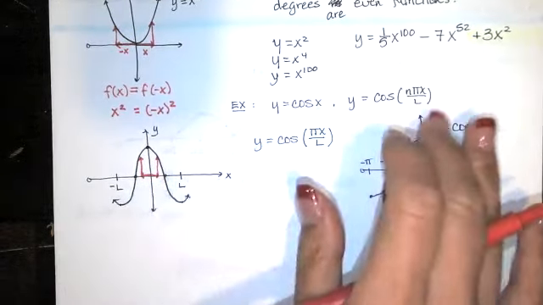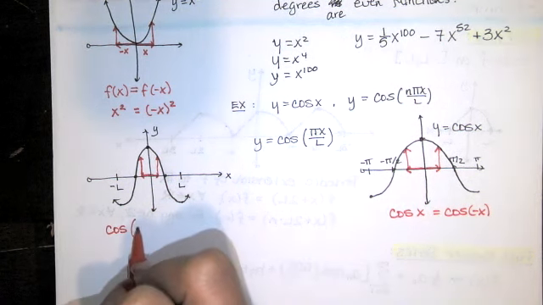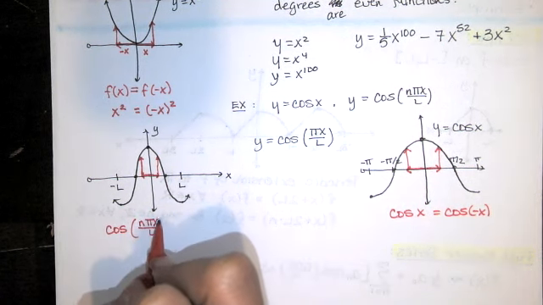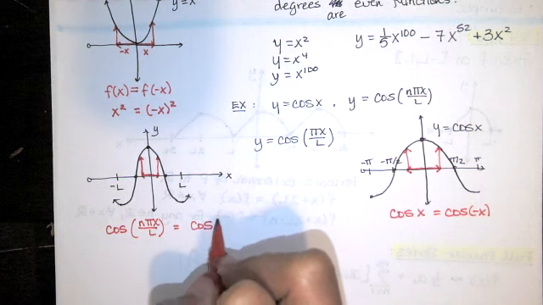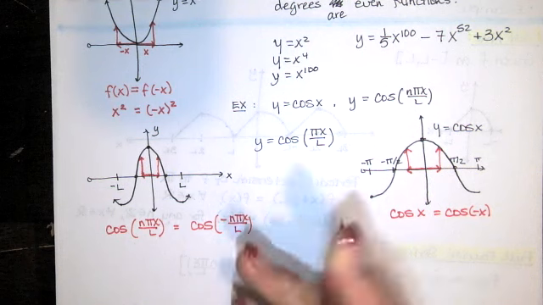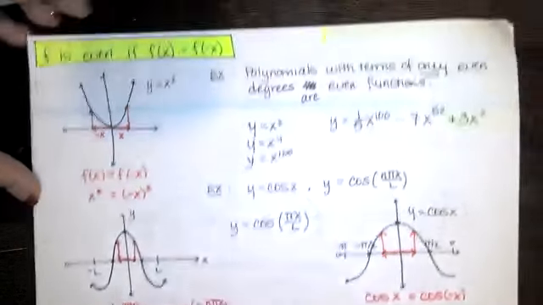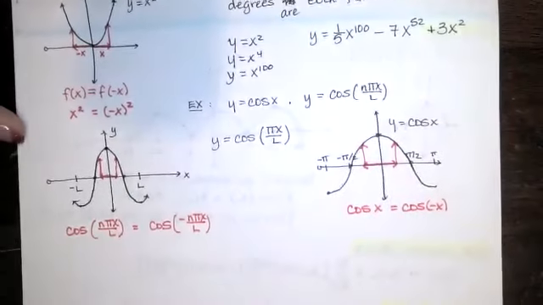And it turns out to be true for cosine of n pi x over L as well. So if I go to cosine of n pi x over L, and then I go to cosine of negative n pi x over L, so I'm just replacing x with negative x, those y values are the same. So that's what makes a function even.